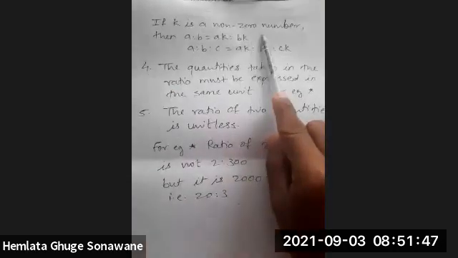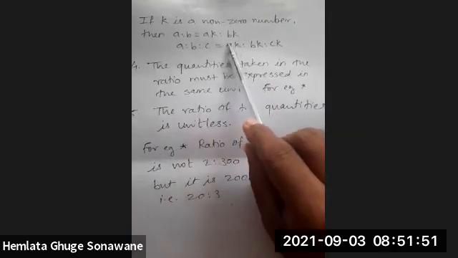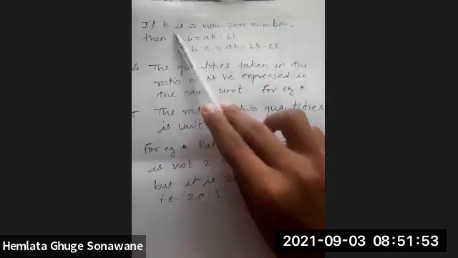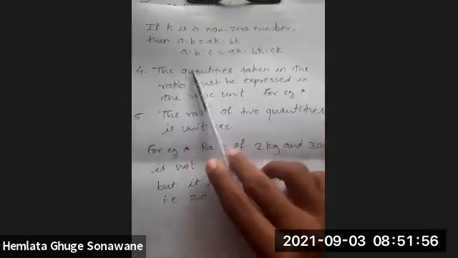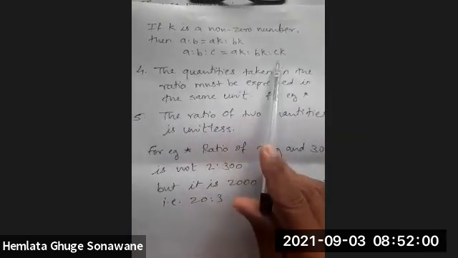If k is a non-zero number, then a is to b is equal to ak is to bk. Here k is a non-zero number. And a is to b is to c is equal to ak is to bk is to ck.